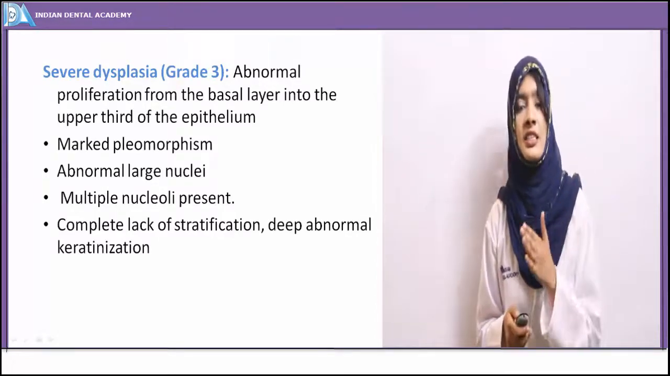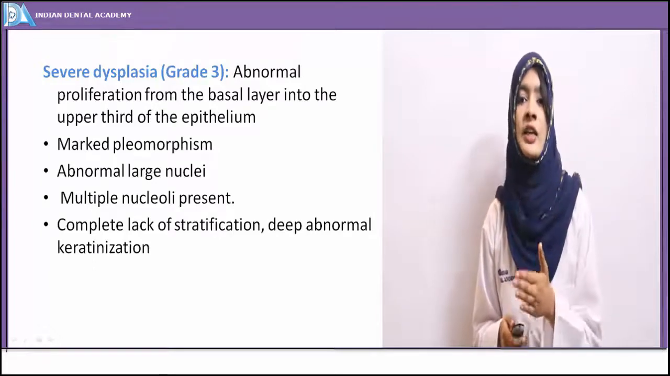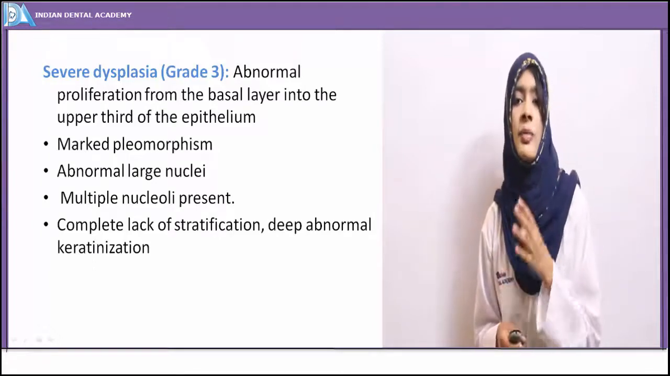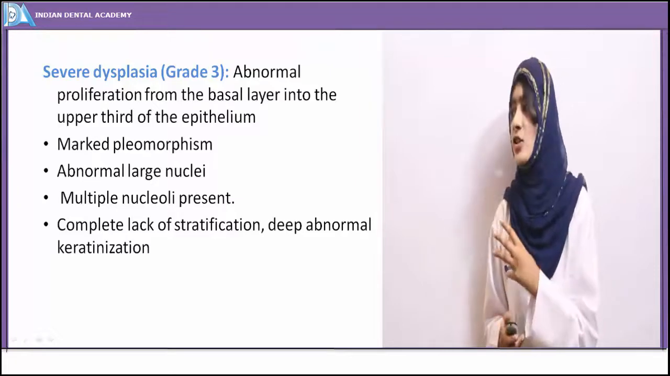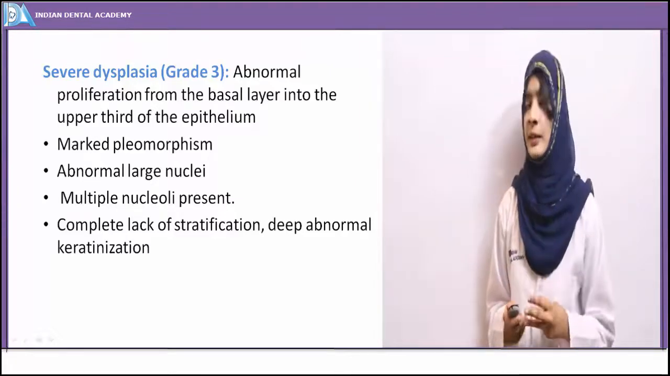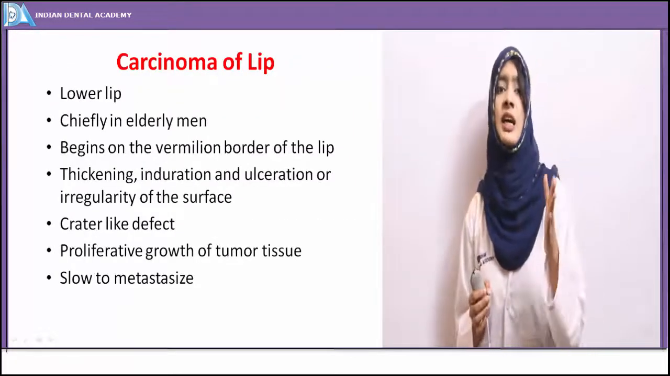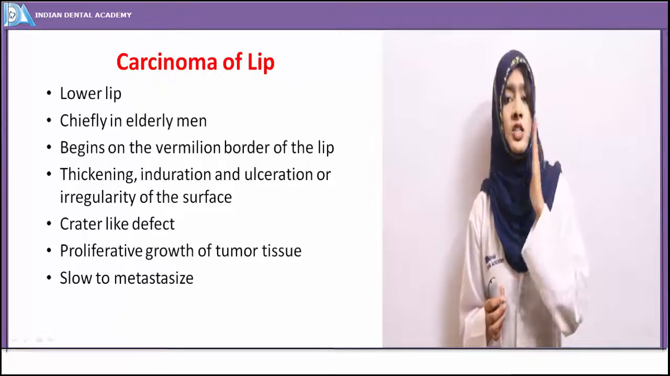So these characteristic cytological atypical features are more severe. Mitotic activity is more prominent in case of severe dysplasia or grade 3. So these are the histologic features of the squamous cell carcinoma.